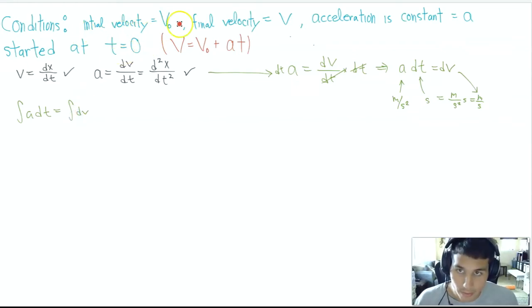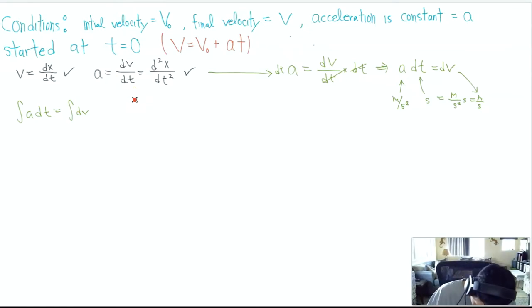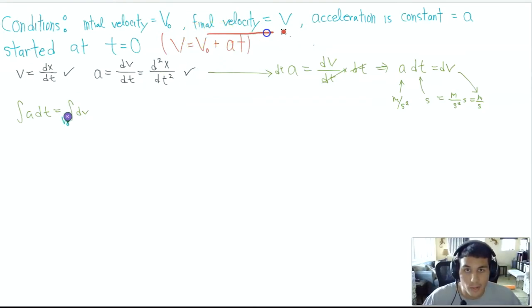Okay, so what's your bounds? Read the question here. Well, I mean, read the information. Initial velocity VO, okay. So we put VO over here. Let's write that in blue. So VO goes here. And then, oh, final velocity, so that's our top bound here. And acceleration is constant. And it starts at some time t equals 0. Okay, so 0.